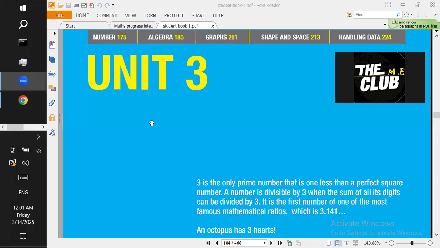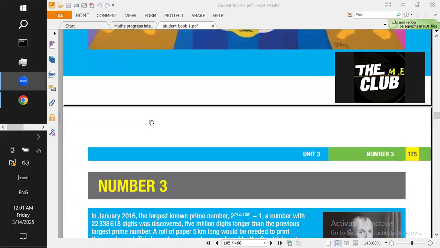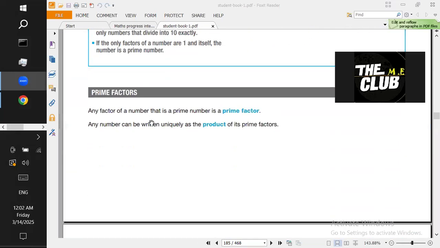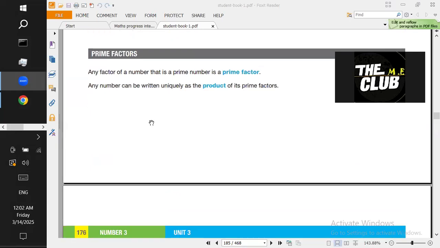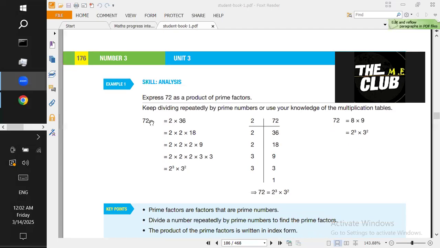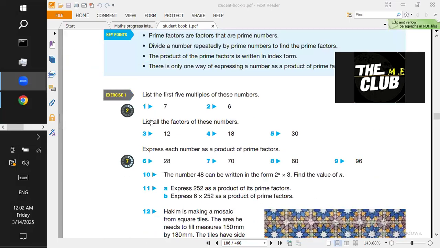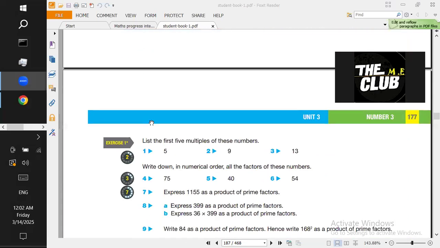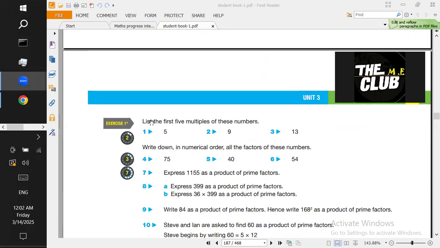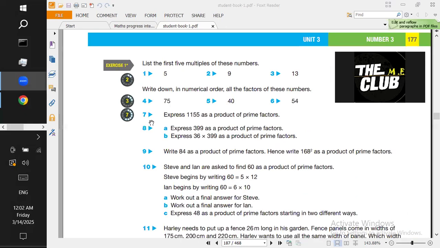In this video, we're going to talk about some questions and the important questions in Unit 3. Let's start with the lessons. The first topic that we have here is prime factors, or prime factor decomposition. For example, they will give you a number. Let's see some questions. They will tell you to express these numbers as a product of prime factors.